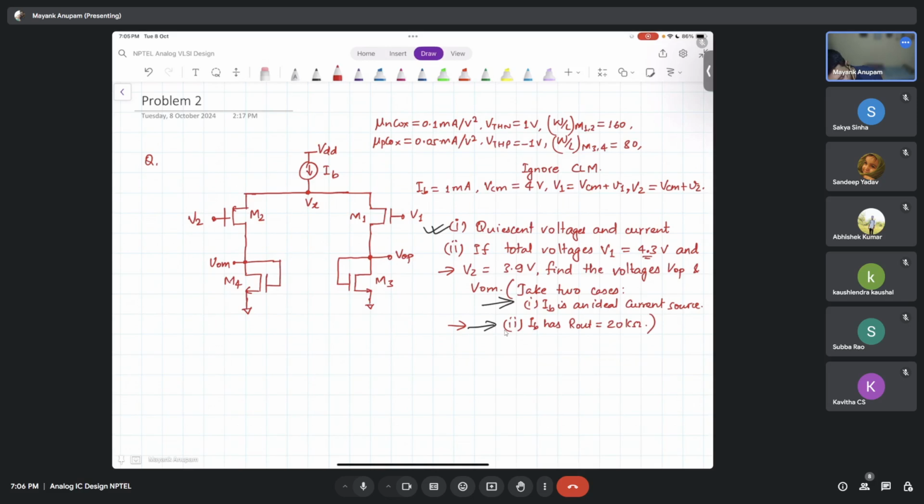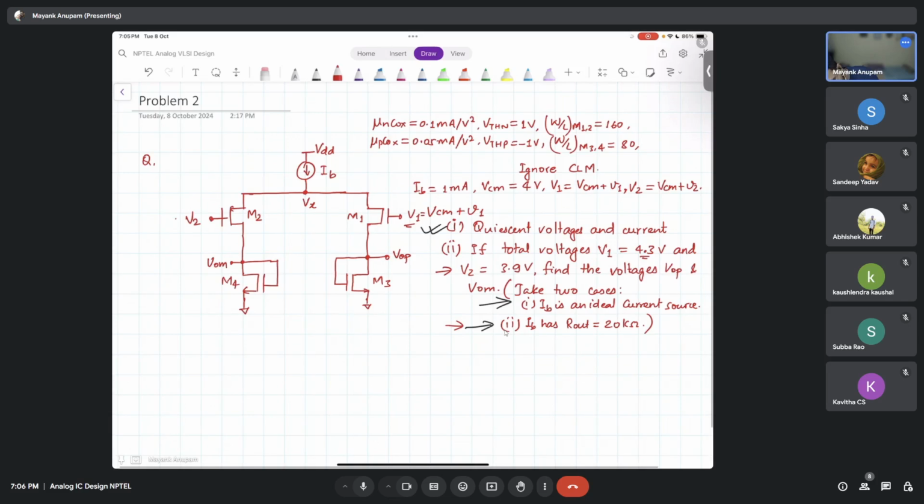So V1 is what? As I said earlier, V1 is VCM plus some small v1. And V2 is VCM plus some small v2. As was done previously, just before this I discussed a lot on this. So these v1 and v2 are in general small signal voltages. They need not be fully differential, correct?